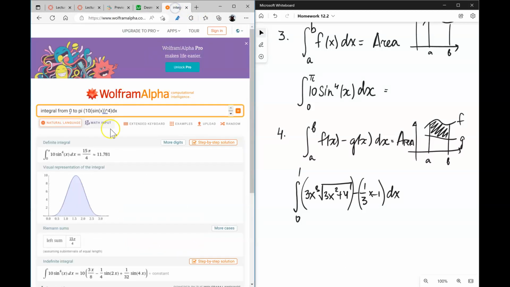And again, we're going to set it up by just typing it here. We have integral from 0 to 1. And here we have 3x, what was it, cubed? Times square root of 3x to the power 2 plus 4 minus parenthesis 1 over 3. Just write it as x over 3 minus 1.